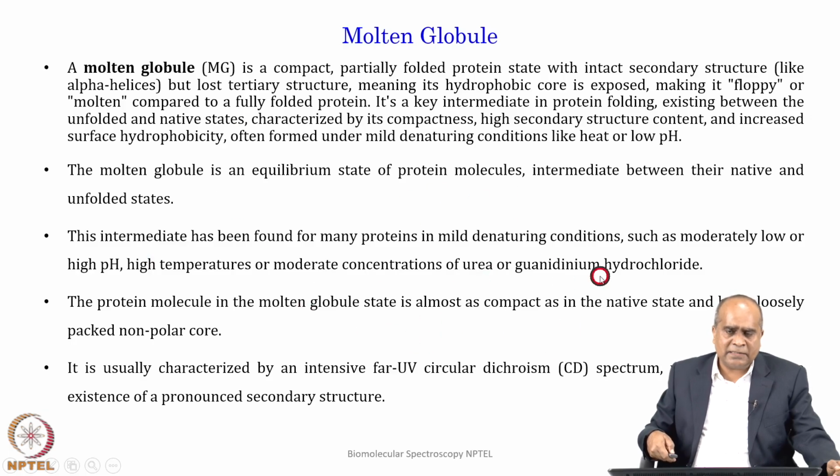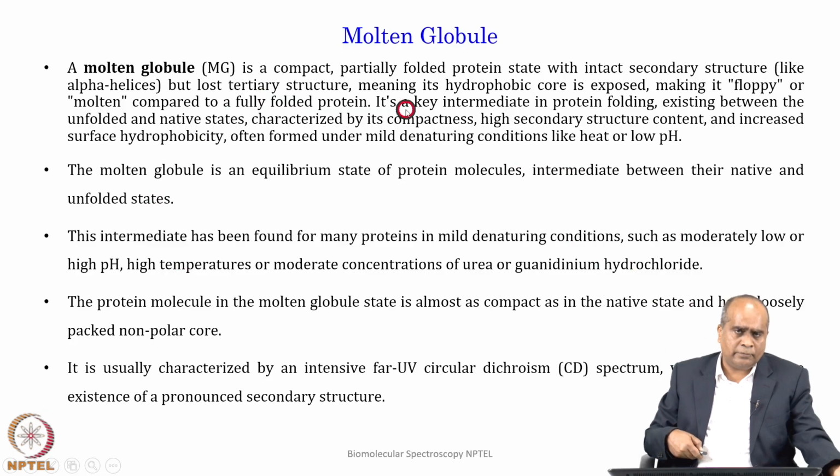If you have mild denaturation, meaning you are providing 1 molar or 2 molar urea, we can populate the molten globule state, right. Moderately low pH, high temperature, or low concentrations of urea and guanidinium chloride can populate the molten globule state.